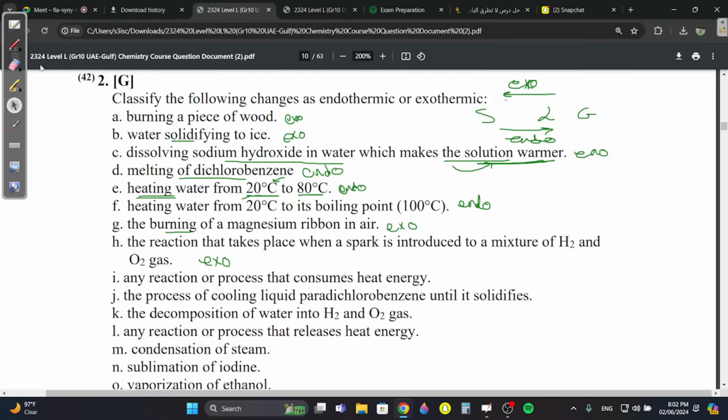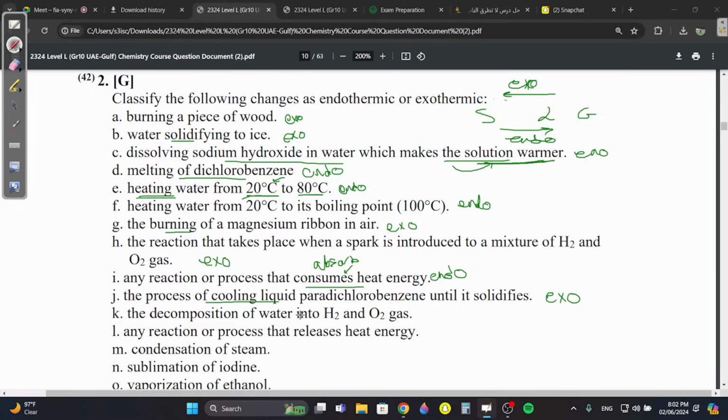Yeah. Any reaction or process that consumes heat energy. Consumes, I think absorbs. So should be endo. I is endo. Yeah. Consumes means you absorb. So it's gonna be endo. Okay. Cooling liquid dichlorobenzene until it solidifies. So you're going from liquid to solid. So it's obviously exo. Okay.